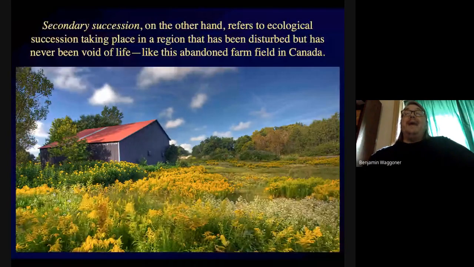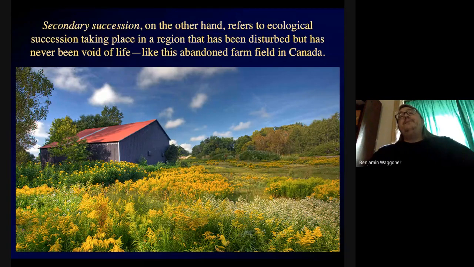This is just an abandoned farm field, and you can see it's growing a lot of, looks like goldenrod. This used to be plowed. It used to be where the family grew wheat or whatever it is that they grew. So it was always being disturbed every year by plowing and then by harvesting, but it's never been sterilized, right? The place was never nuked or anything like that. So there's always been life in the area. And the process of succession is a little bit different.